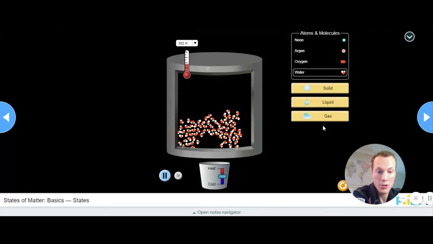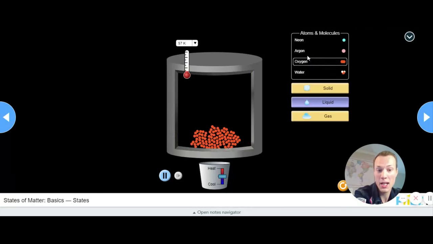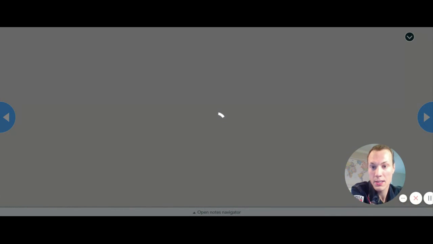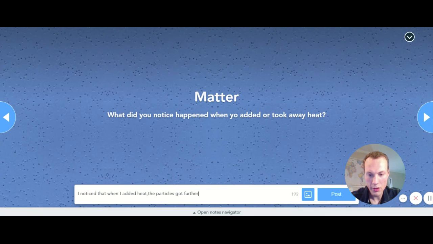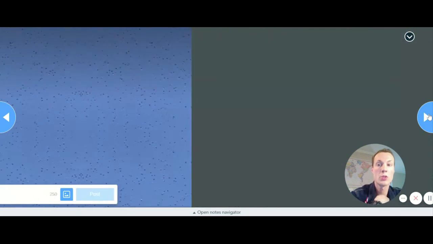Play around with it. You can just start them off as a gas, solid, liquid. You can do different oxygen, argon, different elements, whatever you choose. Again, look what happens when you add heat and cool it down. What did you notice? So you'll be able to write down what you noticed. I noticed that when I added heat, particles got further apart. You write down what you noticed, click post, it'll go up onto the sticky board. What did you notice? Cool.